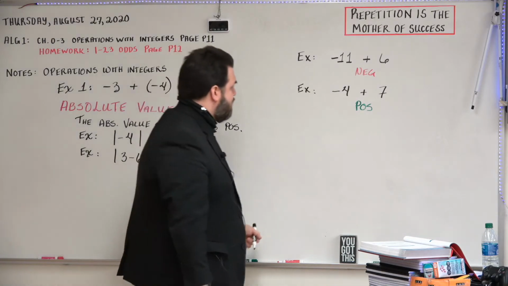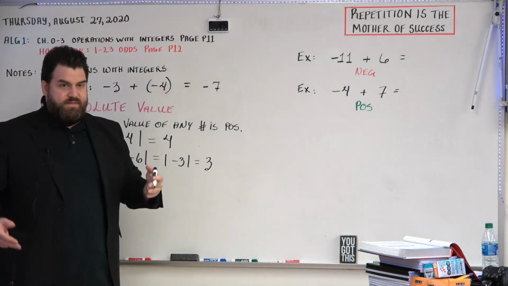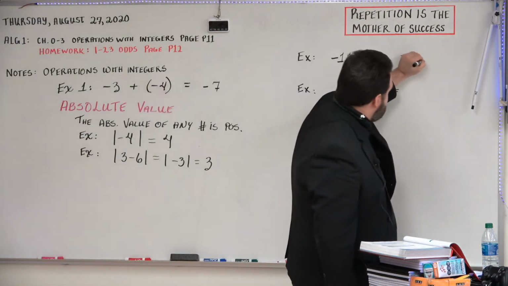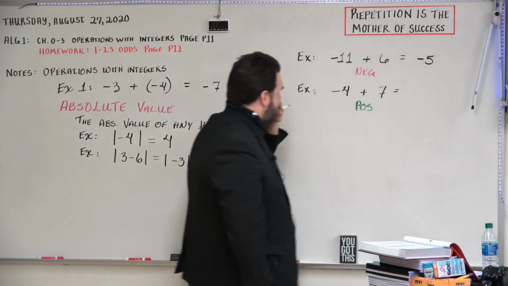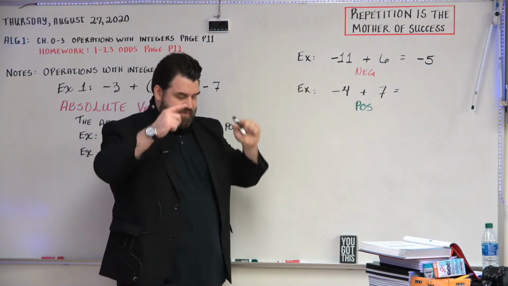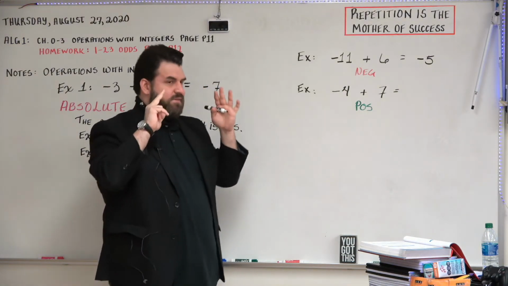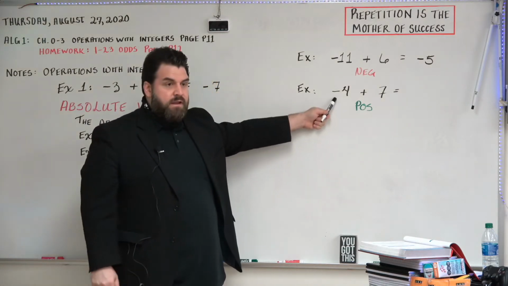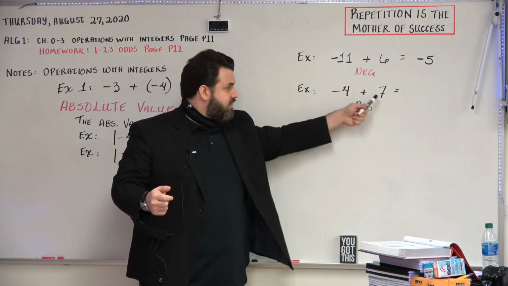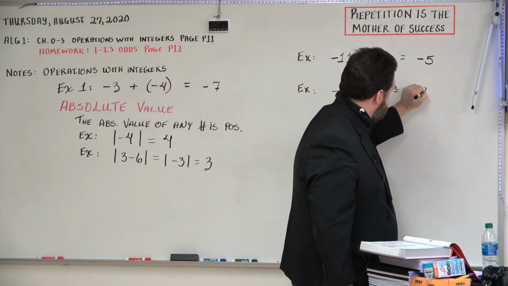And just so we're practicing, let's go ahead and do these. Negative 11 plus 6. Negative 5. Very good. And so how did you do that? The way that you do that is you basically just subtract 6 from 11, and that's 5, and you put a negative sign in front of it. Negative 4 plus 7. 3. It's just 7 minus 4, and that's 3.